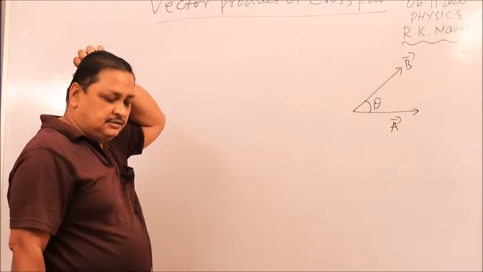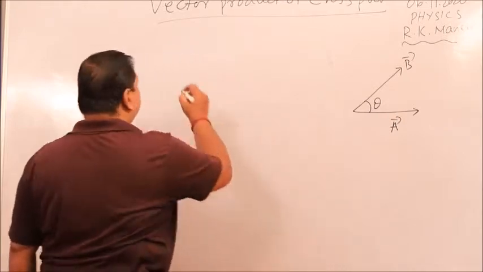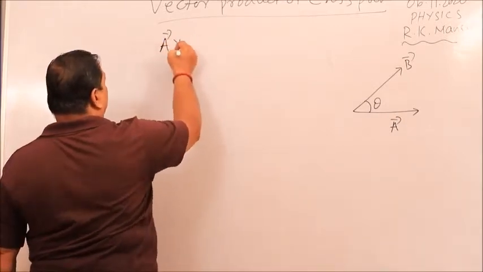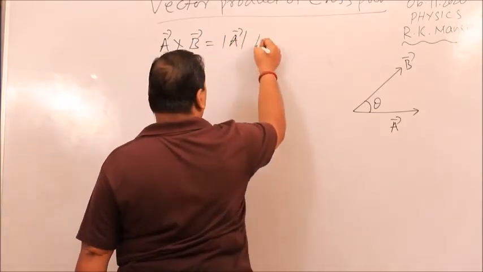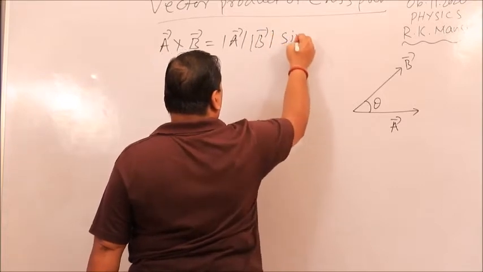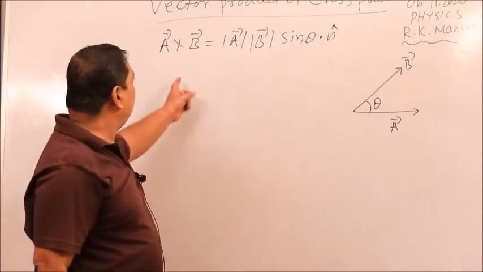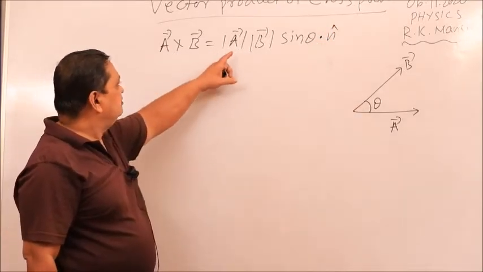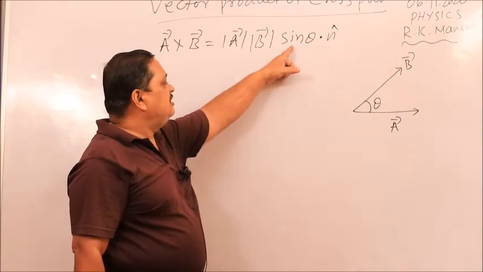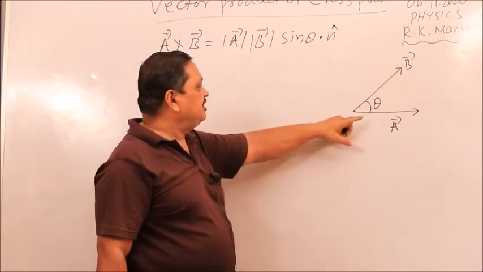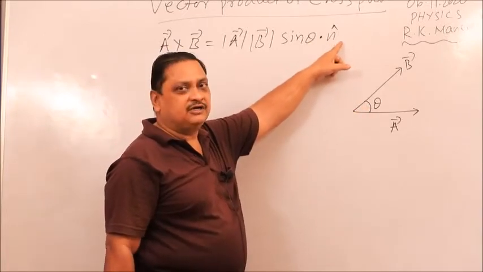Here we have to find A cross B. The formula is modulus A modulus B sin theta times n cap. This is the formula of the cross product. In the dot product, it is modulus A modulus B and the cosine of the angle between the two vectors. But here you have to find the sine value of the angle between the two vectors, times n cap. N cap is the unit vector.